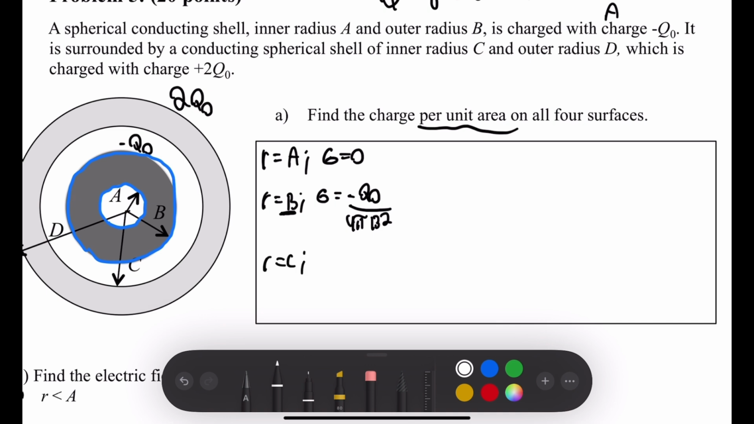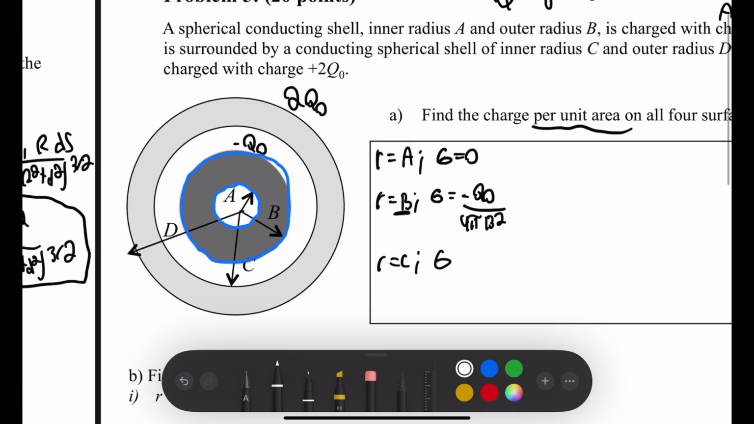Now for r equals c, here's where we need to be a bit careful, because we have a conductor in here, right? Which means we need that negative q naught to somehow get canceled. Otherwise, if we were to create a loop here, a Gaussian surface, we would get that there is charge, negative q naught. And that can't happen.